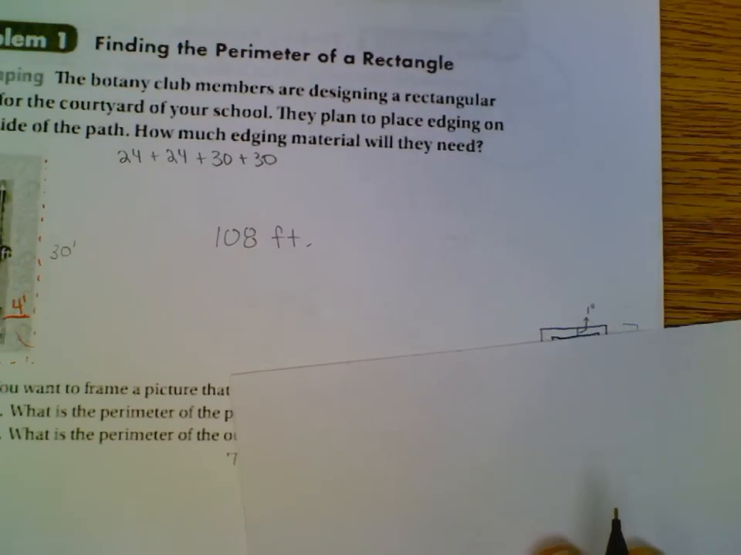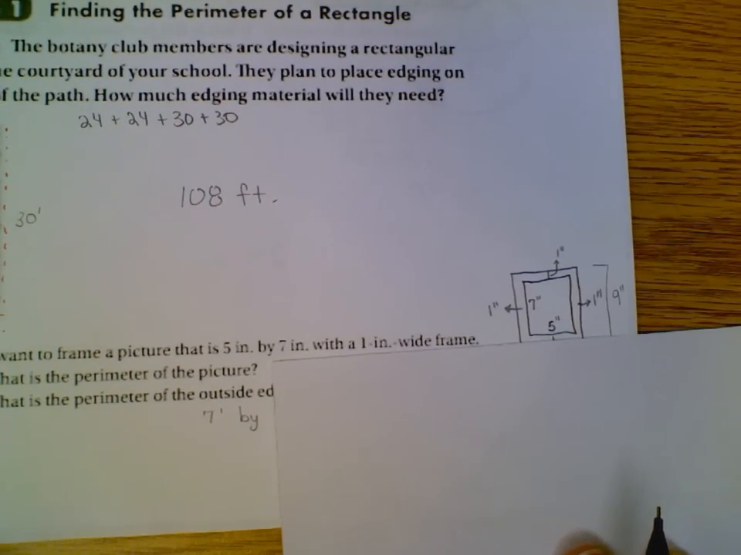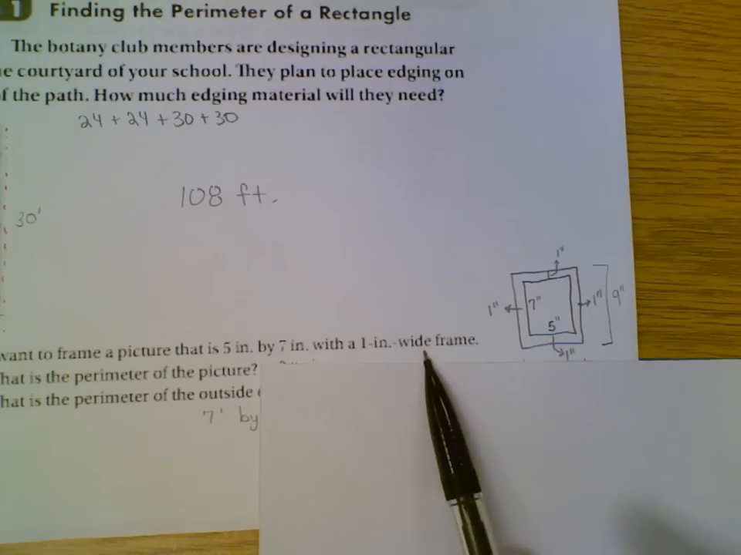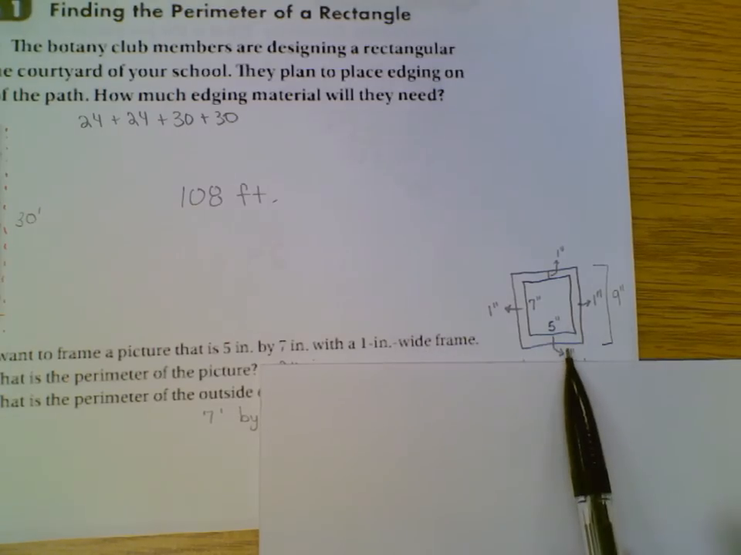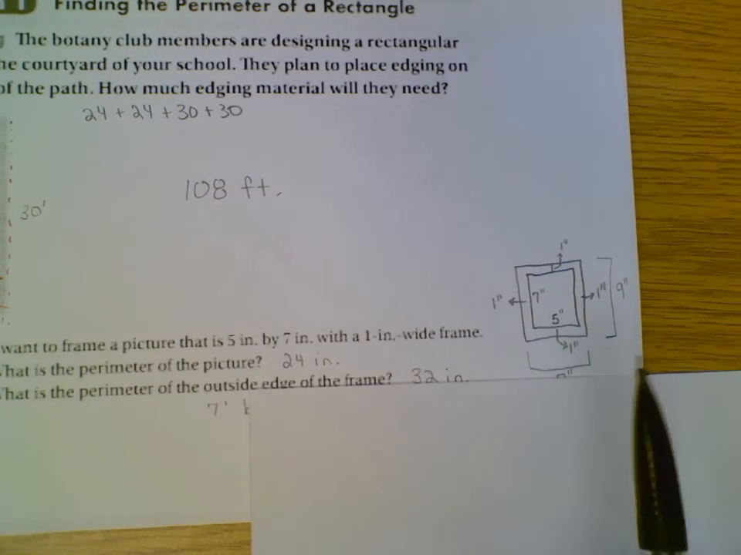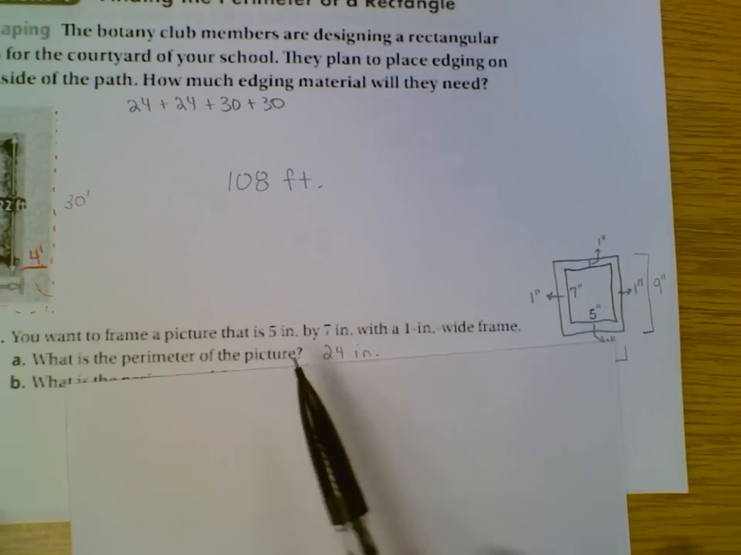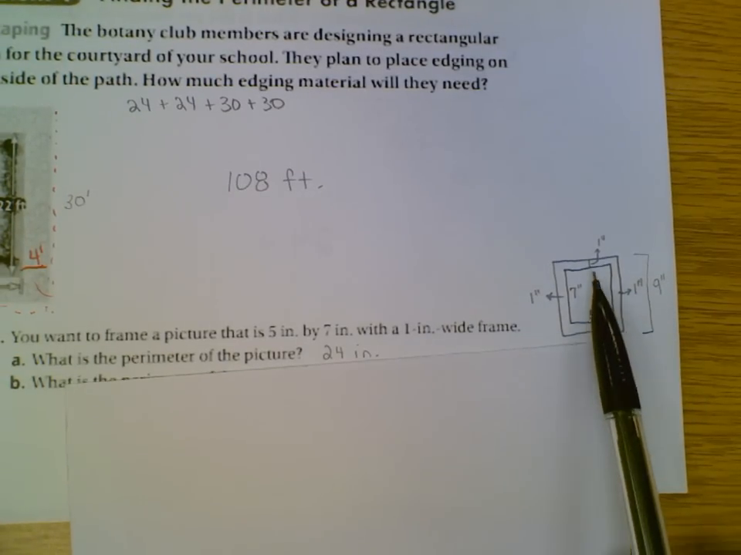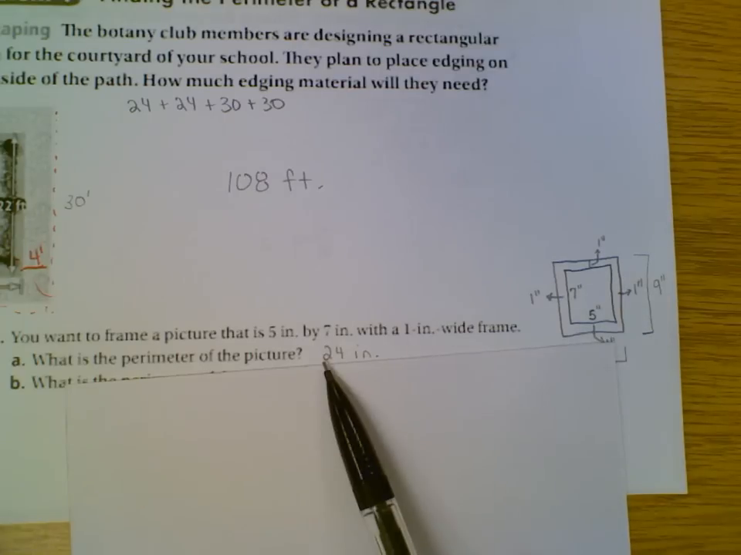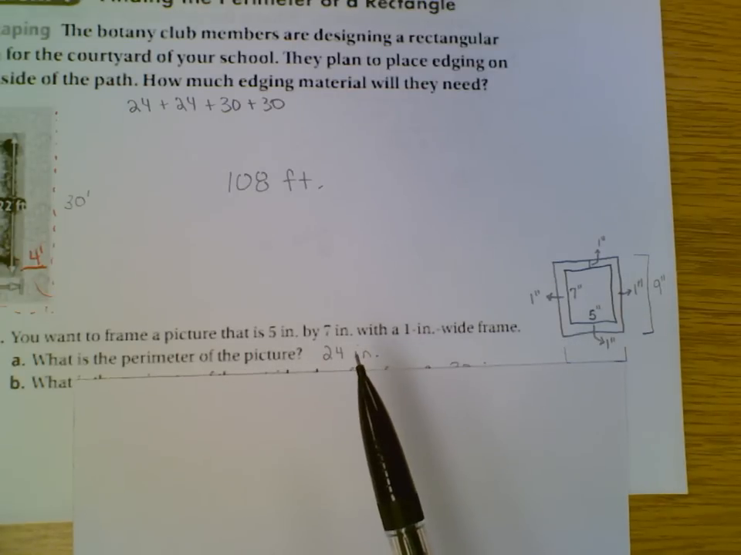So in the got a question, it told you you had a 5 by 7 inch picture and a 1 inch wide frame. So I went ahead and drew my picture out so that I could see what it looked like. The first question asked what's just the perimeter of the picture. So that would just be adding 5 plus 5 plus 7 plus 7. So you should be getting 24 inches for that.